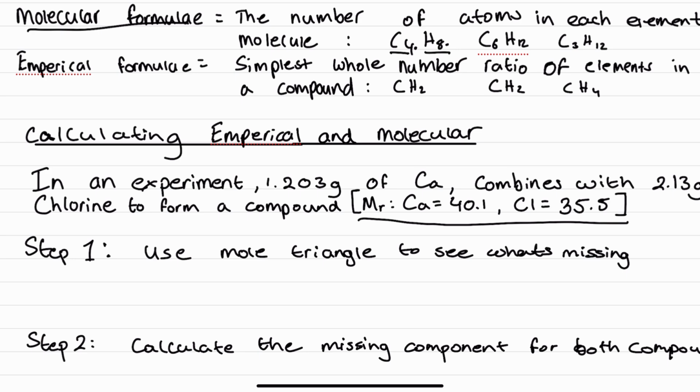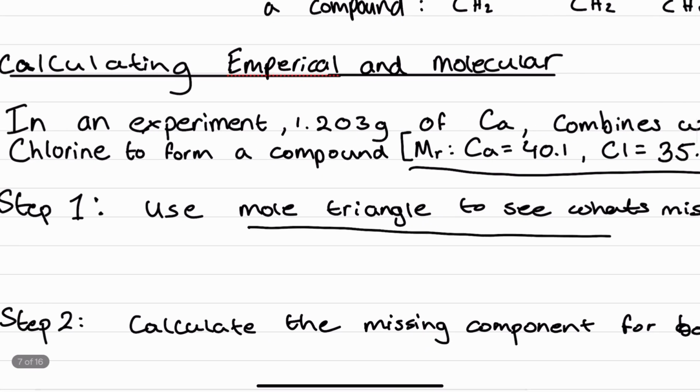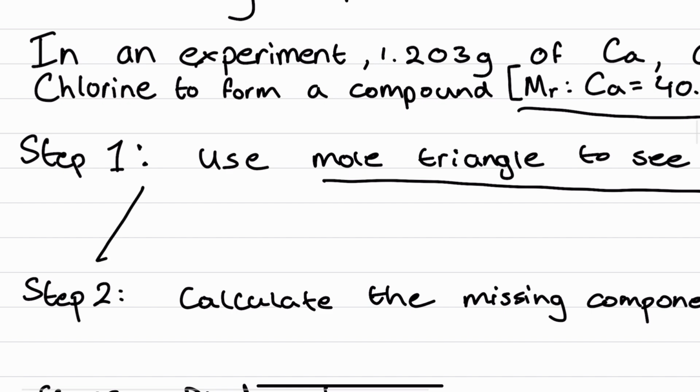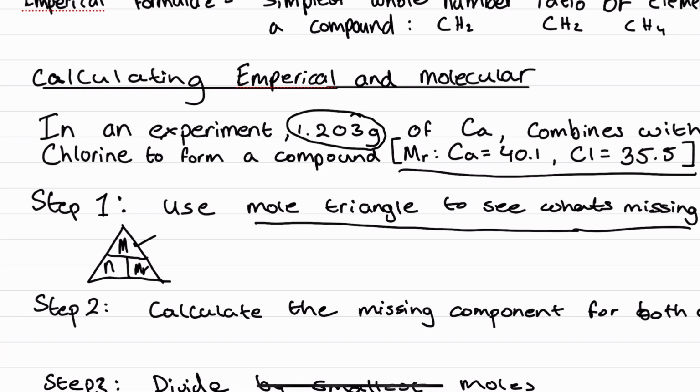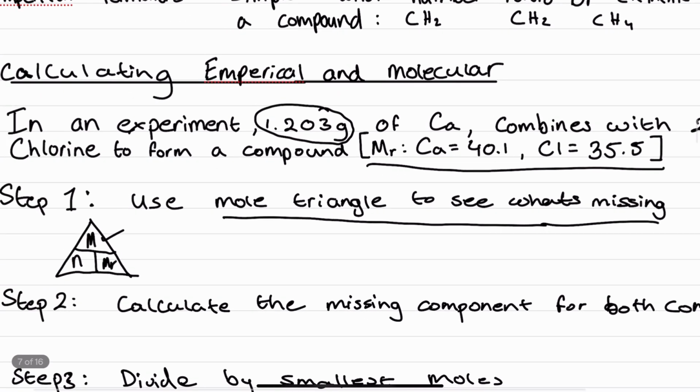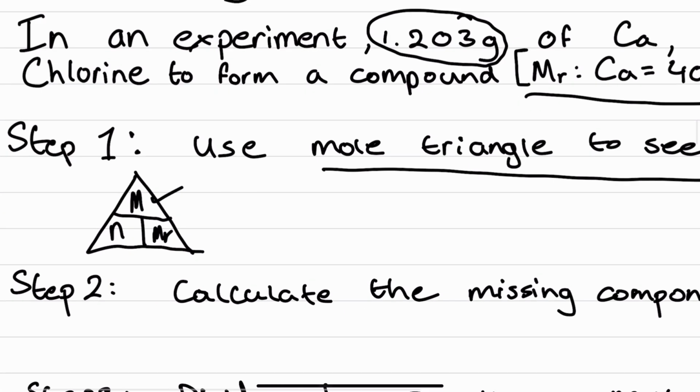Step 1 is you use your mole triangle to see what is missing. So we'll write out the mole triangle. Moles, mass, molar mass. Now, looking through the question again, I can instantly spot, okay, there, I've got mass. So I've got mass, I'll take that off. And I don't have moles, but I do have molar masses. So I've got molar masses as well. So now, I know, I've identified that moles are missing.